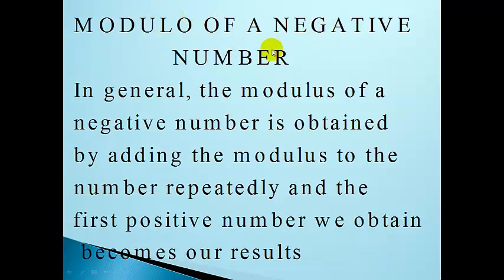Now, modulo of a negative number. In general, the modulus of a negative number is obtained by adding the modulus to the number repeatedly, and the first positive number we obtain becomes our result. In general, the modulus of a negative number is obtained by adding the modulus to the number repeatedly, and the first positive number we obtain becomes our result.